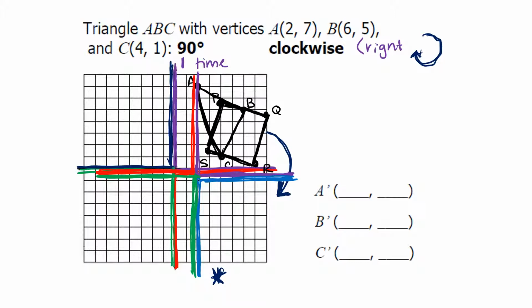Now, when it comes to our points, we want to turn our points, rotate means turn, we want to turn it one time because it's 90 degrees. So instead of A being 2, 7, we're going to turn it and make it 7, 2. For B, instead of being 6, 5, we're going to turn it and make it 5, 6. And for C, instead of 4, 1, we're going to make it 1, 4.